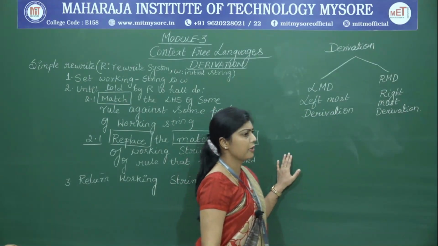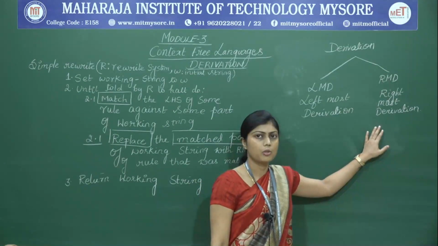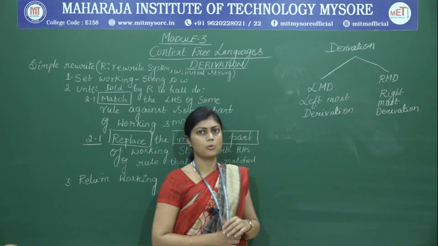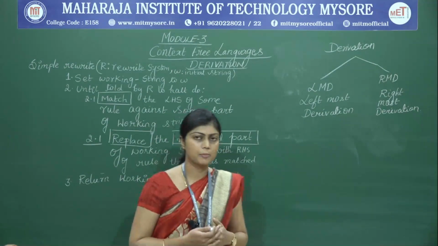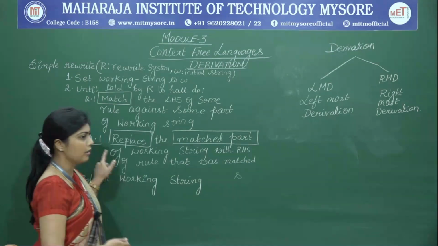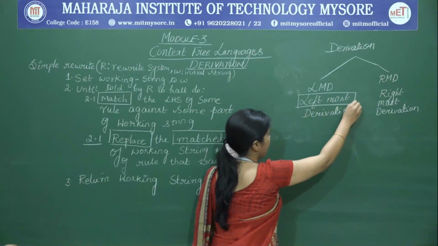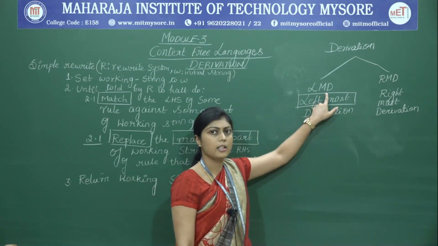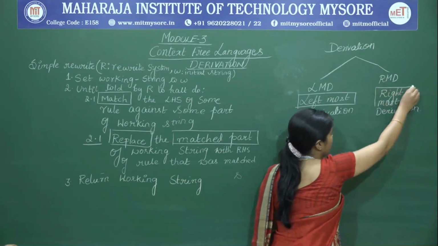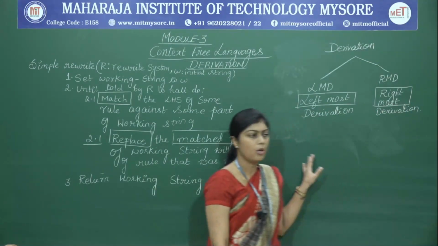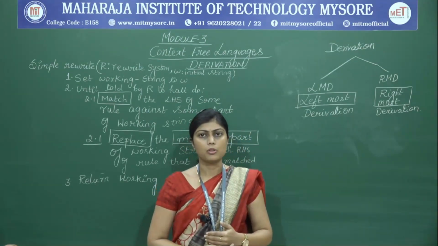So there are two types of derivation. The first one is the leftmost derivation and the second one is the rightmost derivation. What is the difference between these two, and why are different names given to these derivations? In every step of the replacement, that is the step 2.1, if we are replacing the leftmost variable in every step, then it is called the leftmost derivation. In case we are replacing the rightmost variable in every step of derivation, then that kind of derivation is called the rightmost derivation.